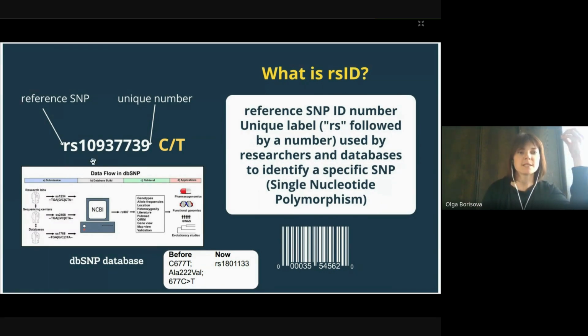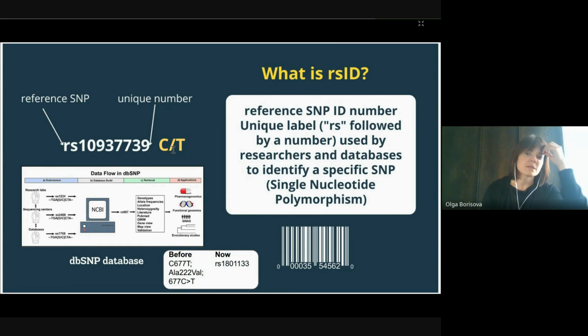RSID is combined from reference SNP, which is RS, and a unique number. And it's the same in articles and in databases you can use, or if you have already had your genome sequenced, you also have results like a list of RSIDs. It looks like this: the RSID and the genotype you have in that specific spot.